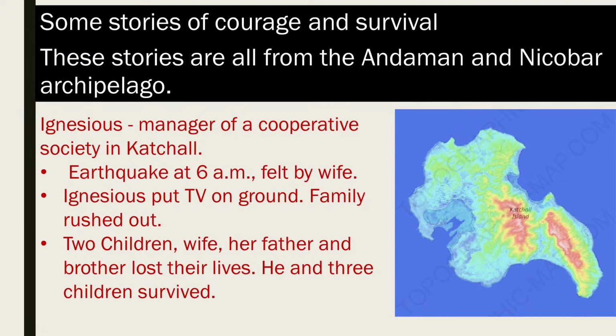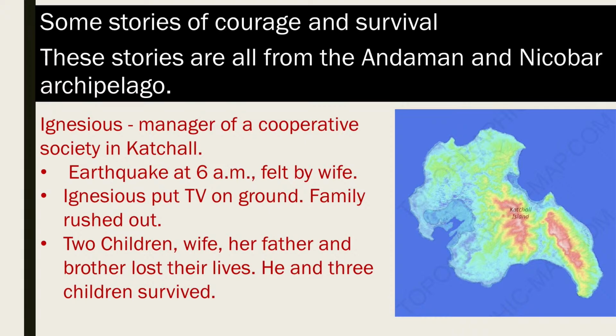So we start with the story of Ignisius. Ignisius was a manager of a cooperative society in Kachal. Kachal is a small island in the Andaman and Nicobar group of islands. Now, the earthquake hit at 6 AM and it was initially felt by Ignisius's wife. As soon as they felt the earthquake, Ignisius got up, he put the TV on the ground and the whole family rushed out. Two children, the wife and the wife's father and also the brother lost their lives in the tsunami. However, Ignisius and 3 of his children survived.